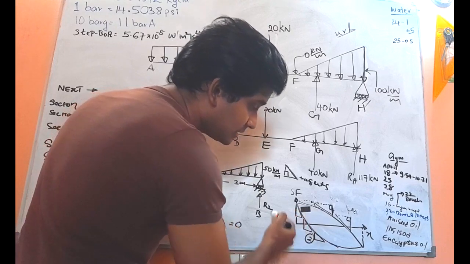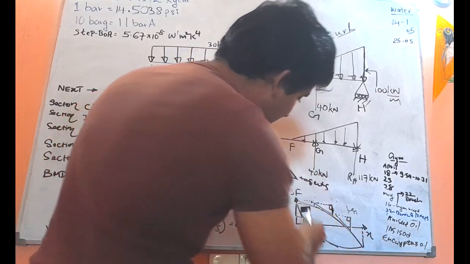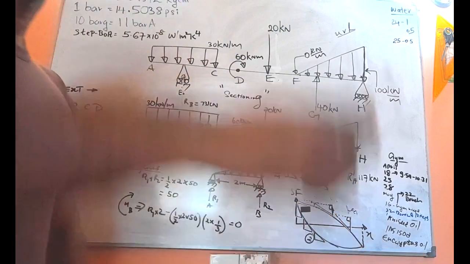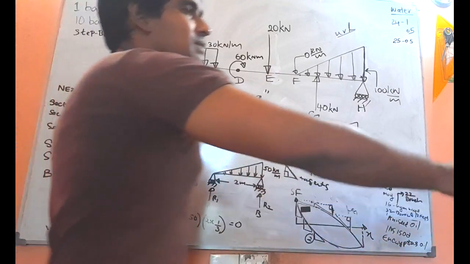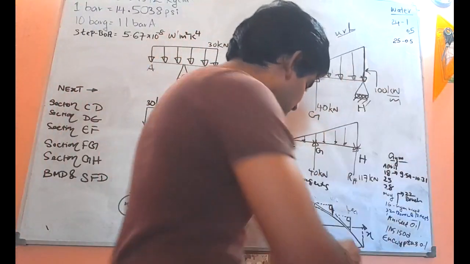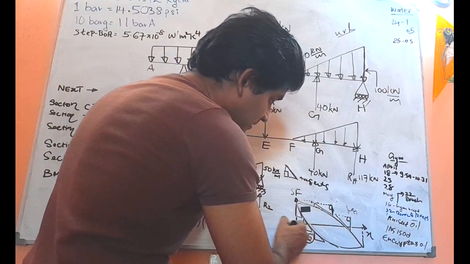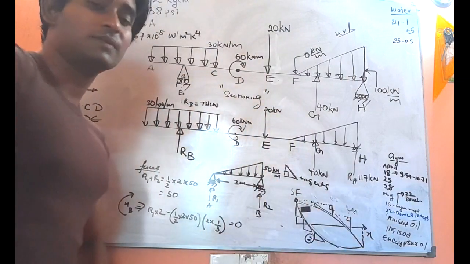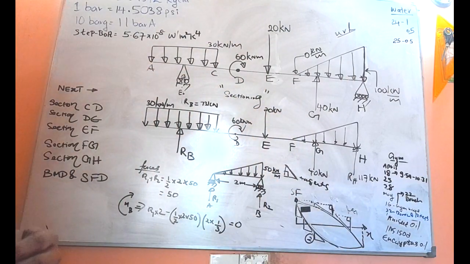That means when the curve is continuing, the length of that vertical line reduces. That means this type of curve is a decreasing curve. Decreasing curve, right? Agree? So that is the way.